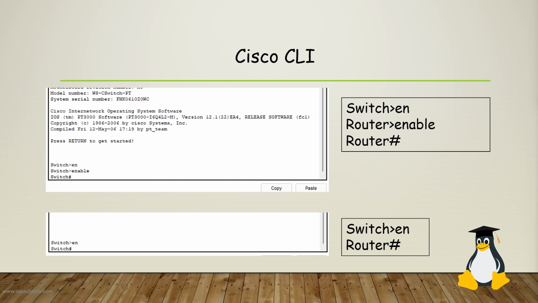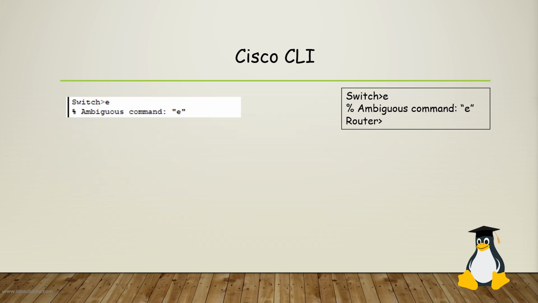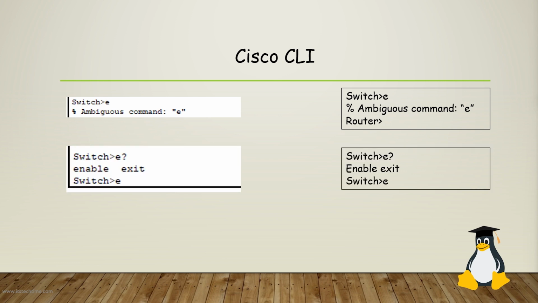This will vary depending on the command you're trying to use and how many options are available for the characters you have entered. In this example, all I did was type in E and then hit enter, and it kicked back saying it was an ambiguous command. So there were too many options that begin with just the letter E for it to know what I was trying to say. A way to tell what commands are available is to type the character and then a question mark. So in this screenshot, I did E question mark, and on this particular switch, my options for just the letter E were enable or exit. I have to give it more characters for the switch to know which command I meant.